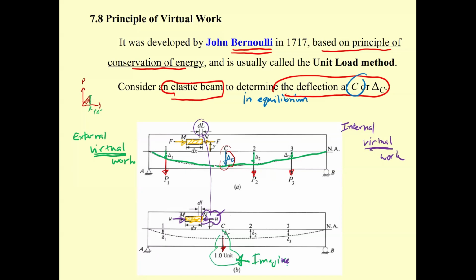Now, what does he get? He gets the first term here to be 1.0 times delta sub C. And over here it is going to be equal to the internal force, due to the internal moment, times the real displacement dL. Now, what's going to be this one? What's going to be this one?